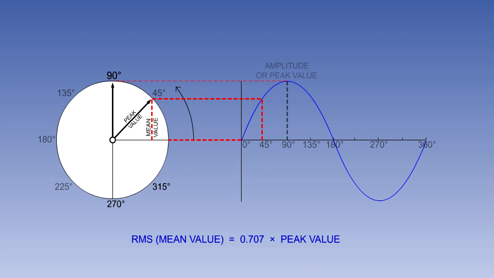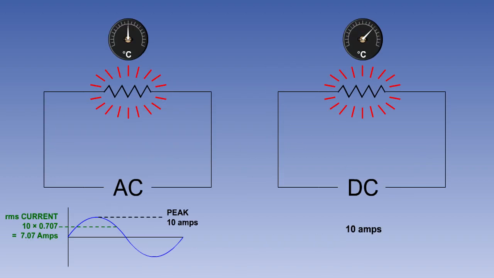By transforming the formula, we can say that the mean or RMS value of alternating current or voltage with a sinusoidal waveform is given by the formula RMS equals 0.707 multiplied by the peak value. In our earlier example, the AC with a peak value of 10 amps has an RMS value of 10 multiplied by 0.707, or 7.07 amps, which explains why it produces less heat than the 10 amp DC current.